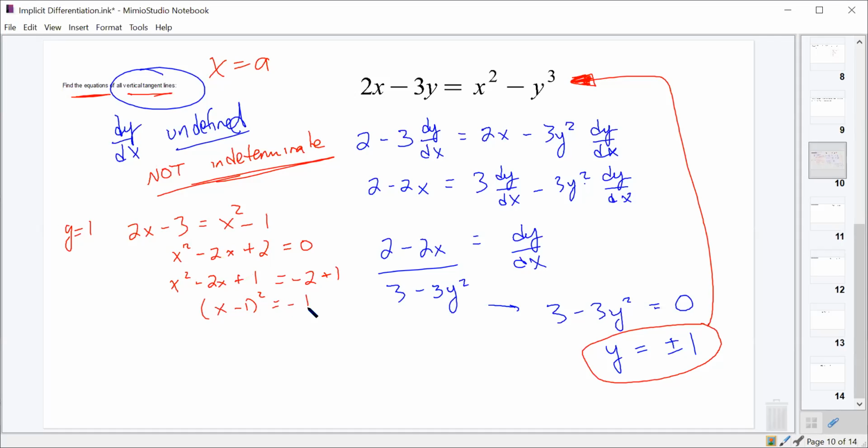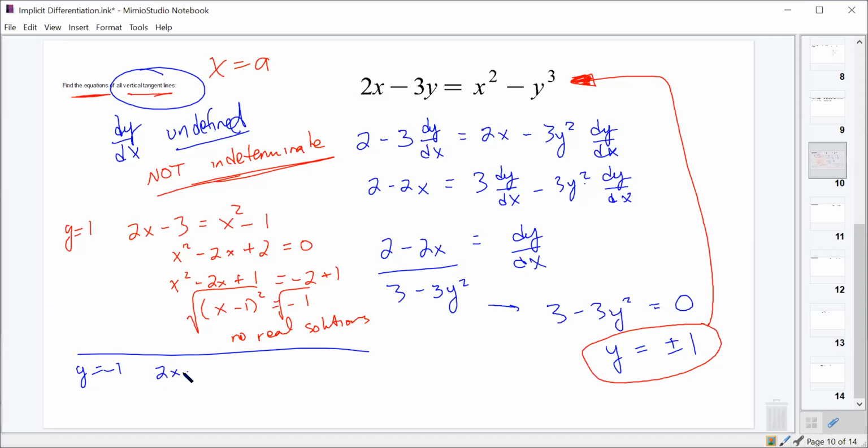But the problem here is when I try to square root on the right-hand side, we get the square root of negative 1. So that gives us no real solutions. So we would find out that there aren't actually any places on this equation where y is equal to 1. So we can ignore y equals 1. Then let's go in and do y equals negative 1.